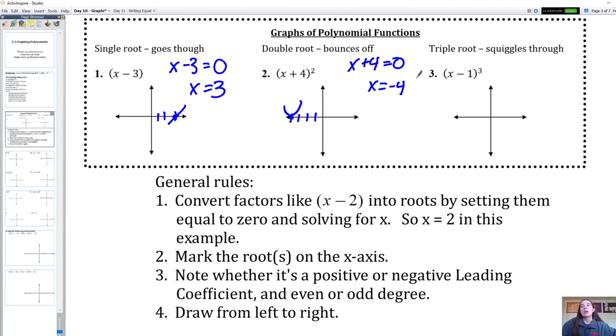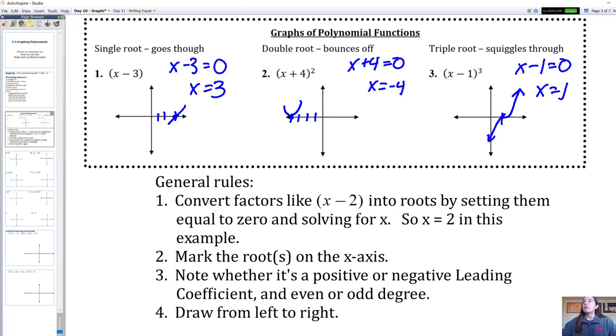On the last one, we have a triple root. We have a power of 3. So if I have x minus 1 equal to 0, then x is equal to 1. So at 1, there's another root. Since it's a triple root, I'm going to start getting close to that root. Then I'm going to start to flatline a little bit, and then I'm going to keep going back up. So what that looks like here might be like this, get really close to it, and then keep going up. It's not going to make a straight line through it like we did with a single root. It's going to get up, flatten a little bit, and then keep going.